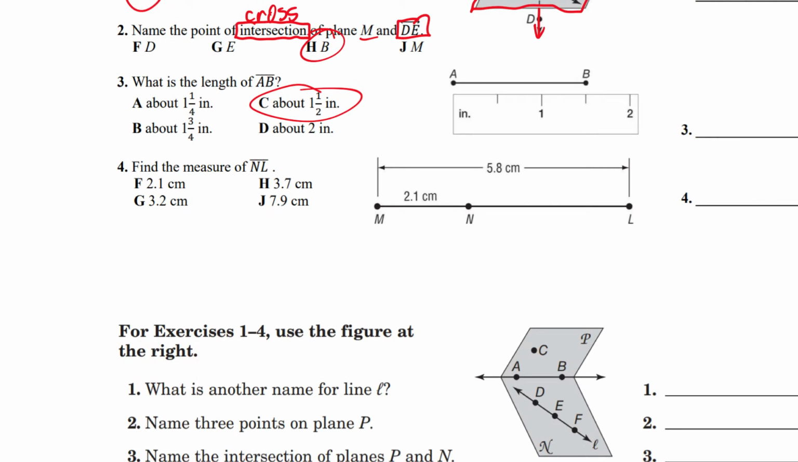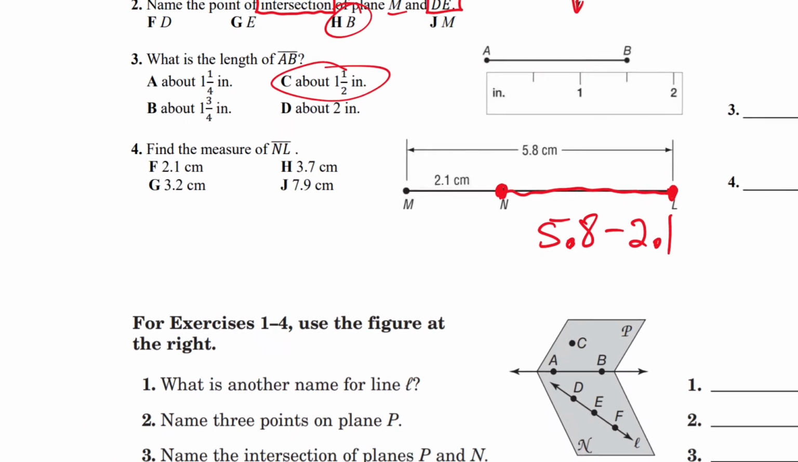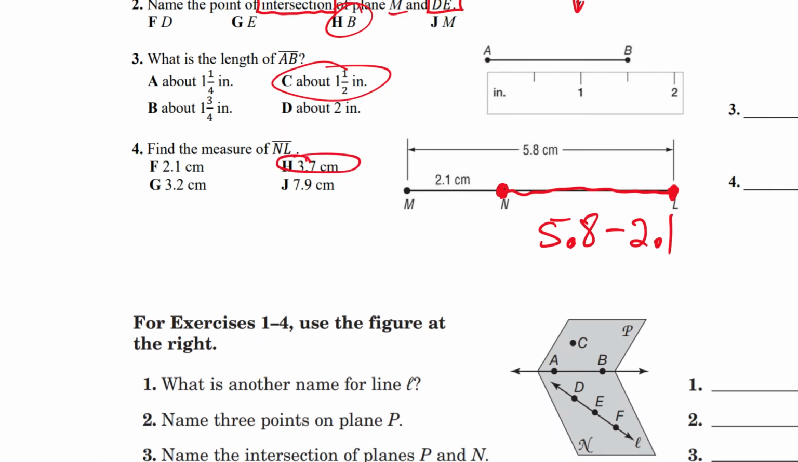Okay, number 4, we're looking for the length of NL. Now we could set up the equation and do all that, but this one's easy enough to do another way. So how could we find the length of NL? Subtract. Yeah, just subtract them. So we're going to take the whole thing of 5.8 minus 2.1. That's going to give you 3.7 centimeters.